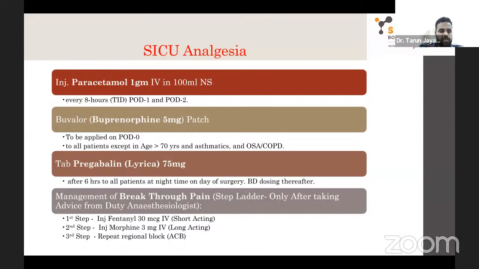So what if the patient has more pain? Whenever a patient has more pain with this conventional line of drugs, it's called breakthrough pain. If a patient has breakthrough pain, we follow the stepladder in the management of these patients. First we give fentanyl. If fentanyl 30 micrograms is also not working, we go ahead with morphine. And if morphine also is not working, then we do a repeat adductor canal block. All of this, to be noted, is done in the SICU.